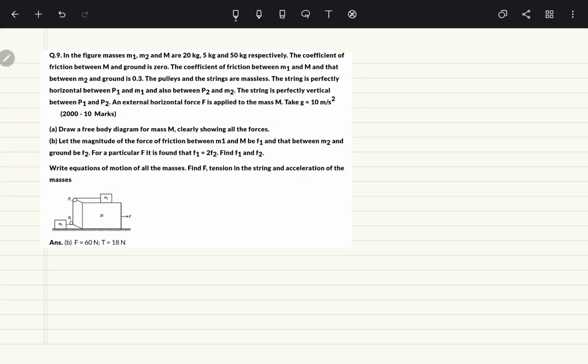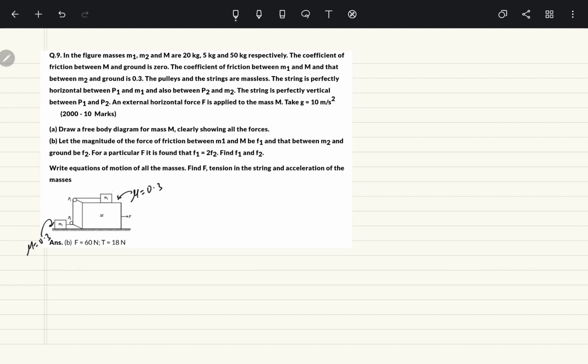Okay, so this is the question. In the figure, masses m1, m2 and M are 20 kg, 5 kg and 50 kg respectively. The friction between M and the ground is 0, and the friction coefficient between m1 and M, and between m2 and the ground, is 0.3, which is the same. So it is 0.3 here, and 0.3 here.